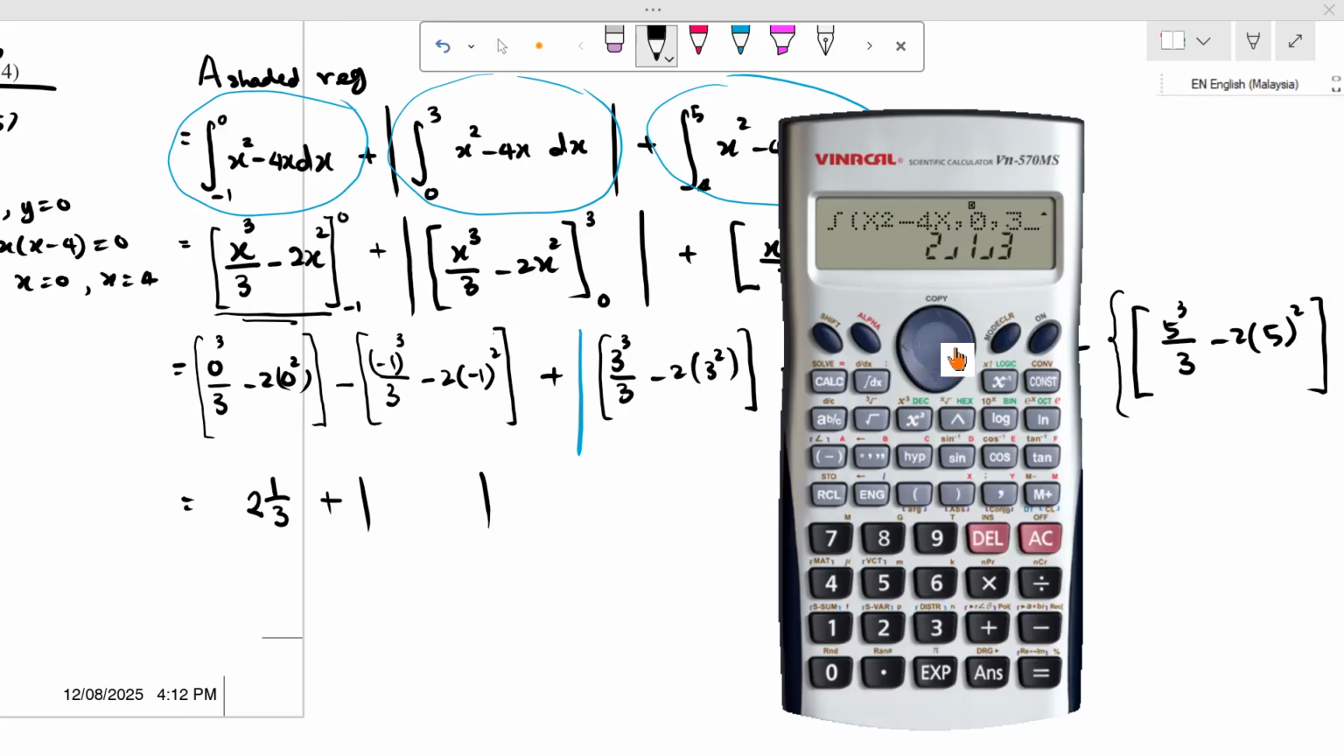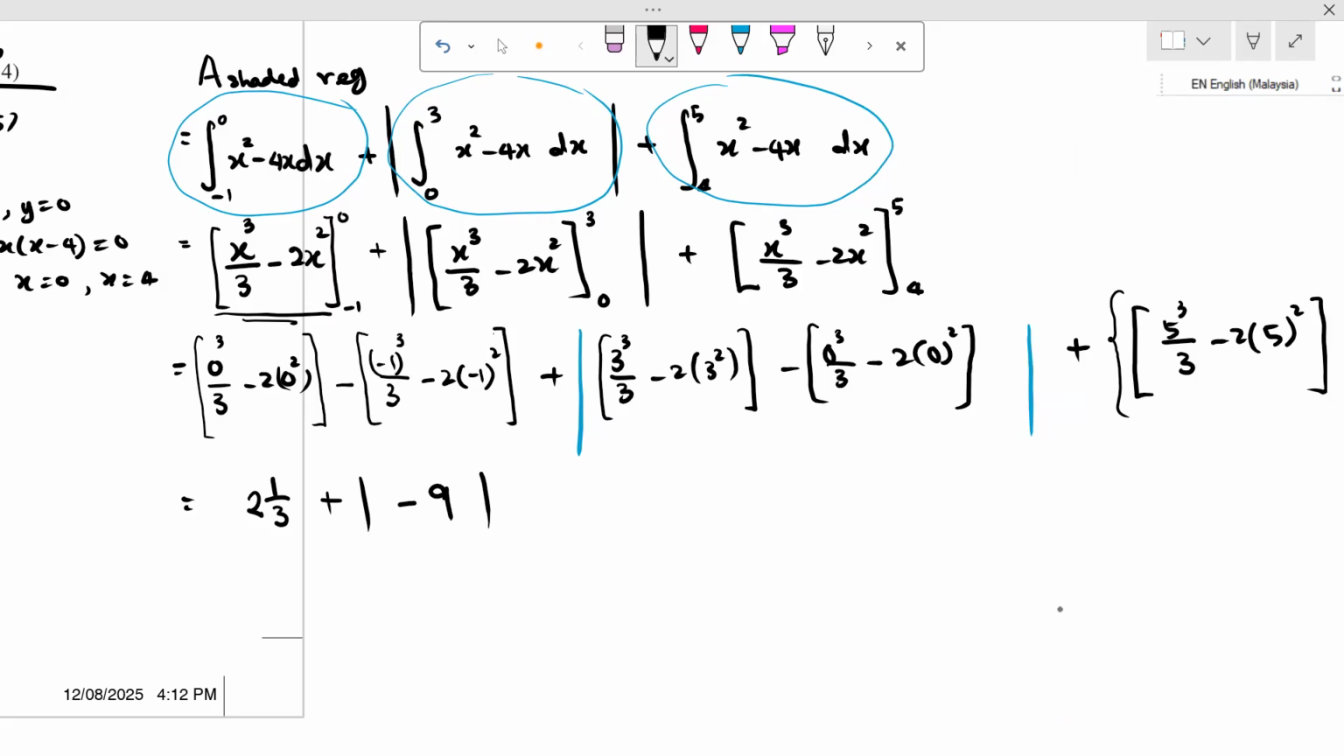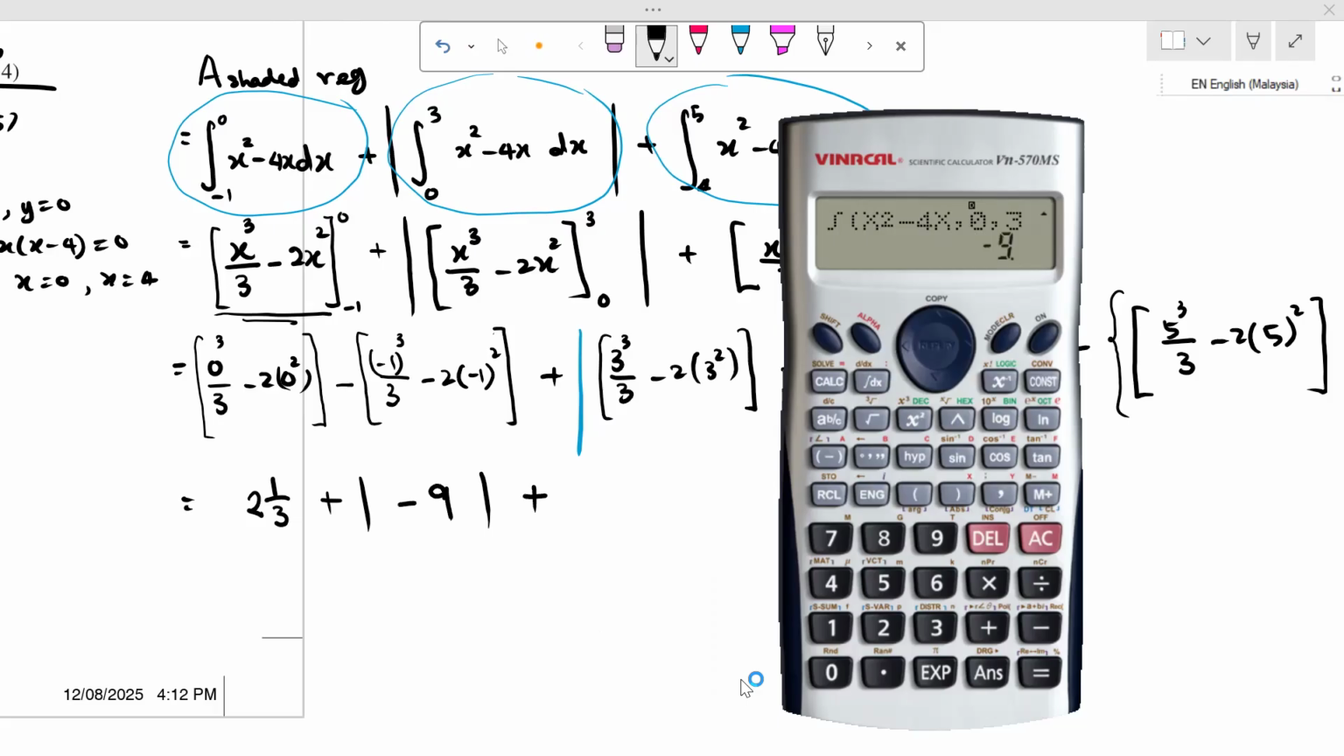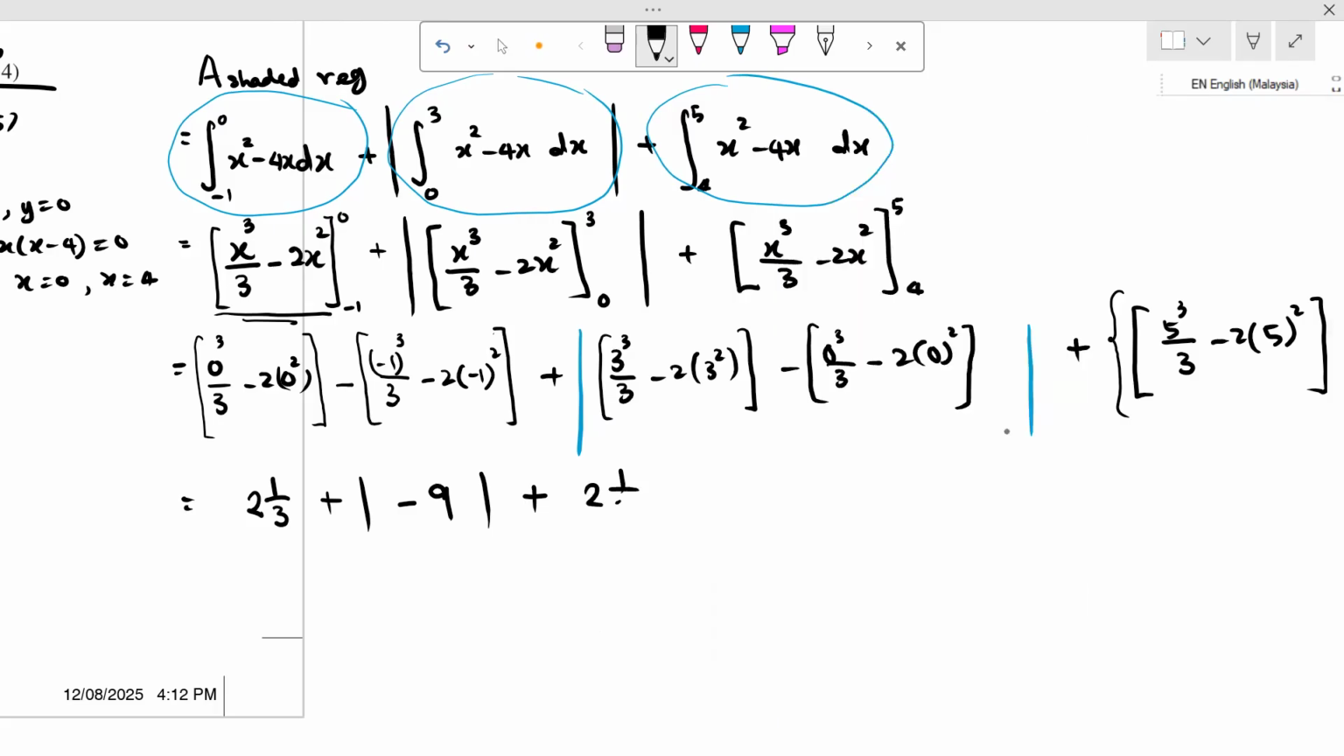Okay, the rest I got to erase it. Yep. So I got negative 9. Double check, x squared minus 4x. Alright, the boundary 0 to 3. I got negative 9. Correct. So just write negative 9 here. And then plus the next one. Same function. Right, but it's from 4 to 5. So put in 4. And then 5. It's 2 and 1/3. 2 and 1/3.